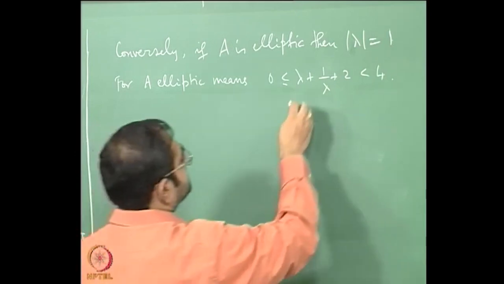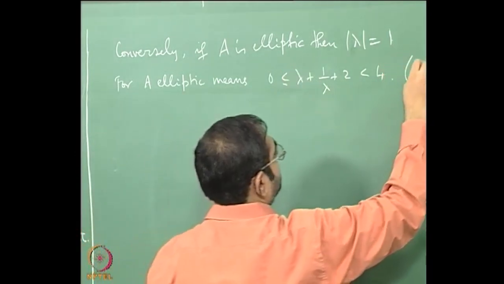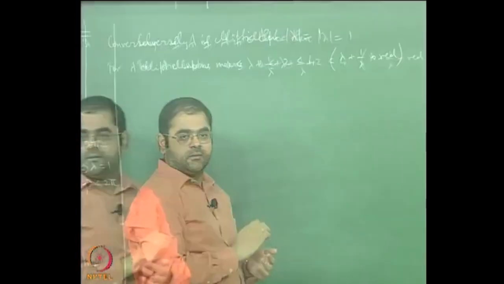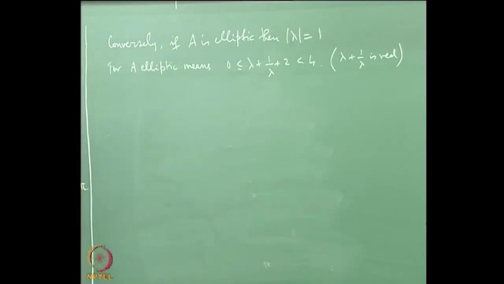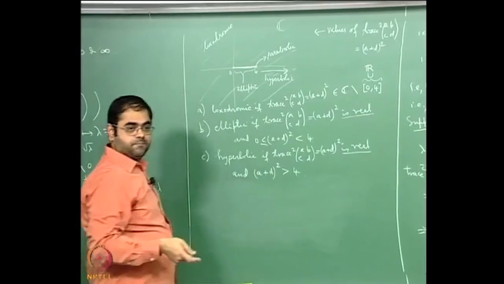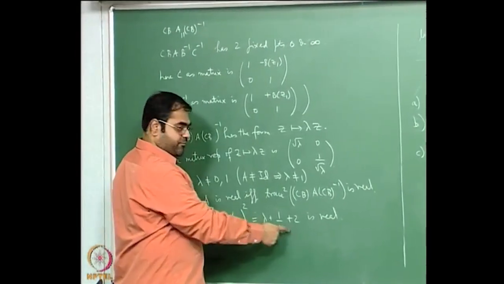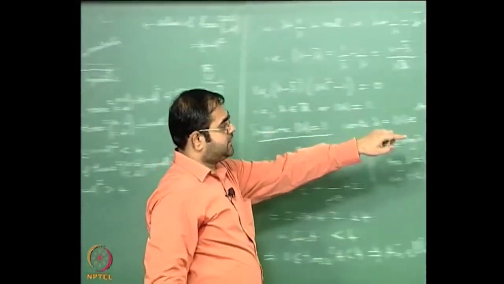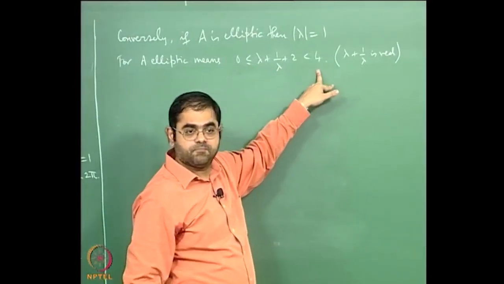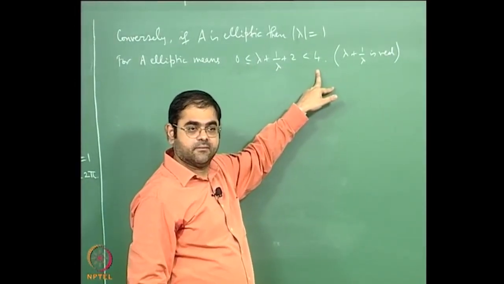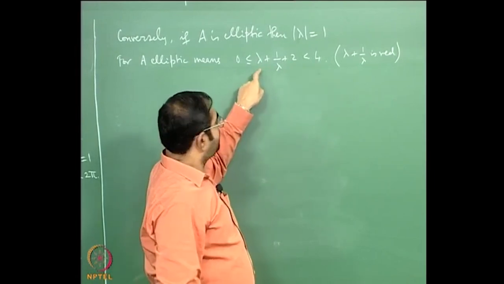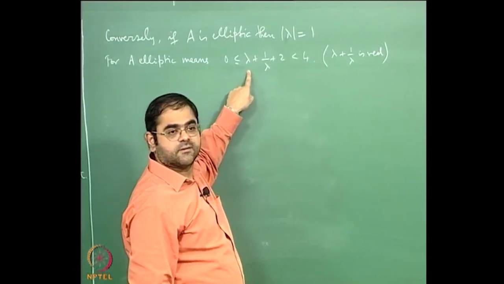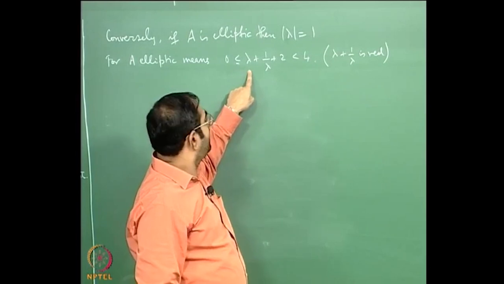It means this is real, lambda plus 1 by lambda is real, okay. So if it is elliptic, what is the definition for elliptic? A plus d the whole squared is real, alright, and a plus d the whole squared turns out to be this. So lambda plus 1 by lambda is real, and its value lies between 0 and 4, 0 included, 4 excluded. This is the condition for it being elliptic, okay. Now from this you can conclude that mod lambda is 1, okay.